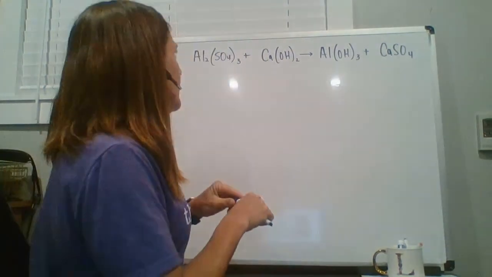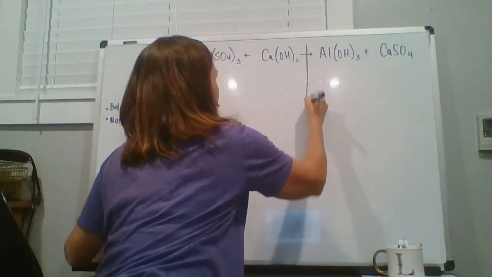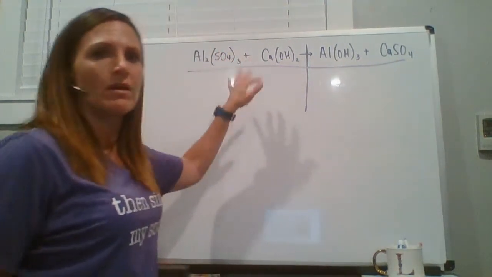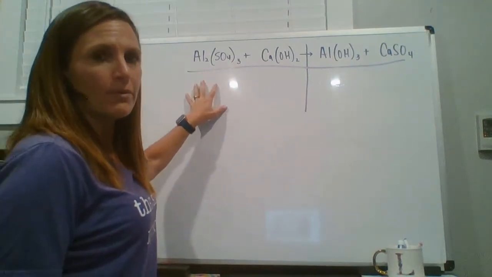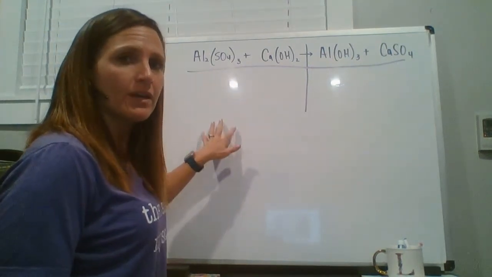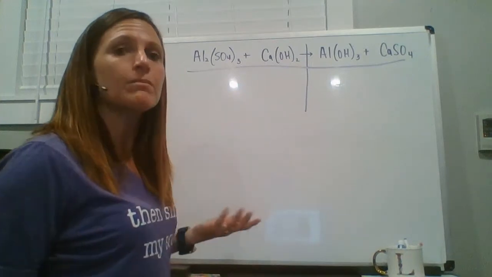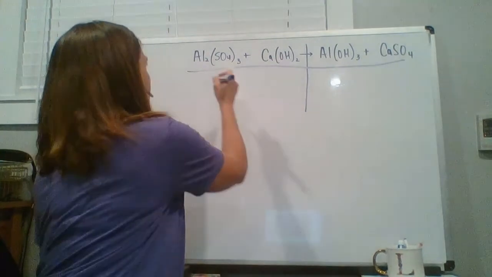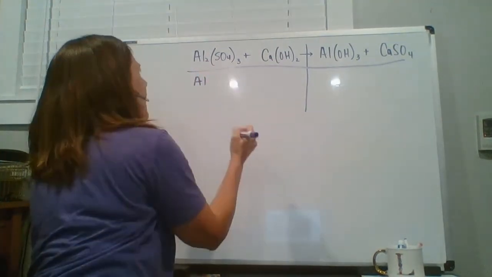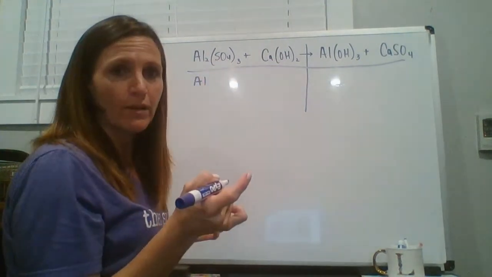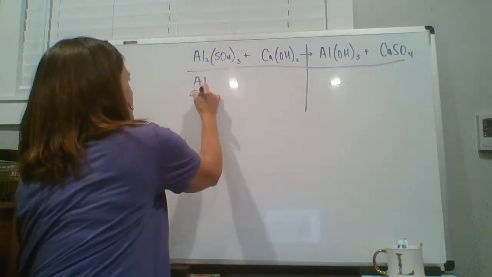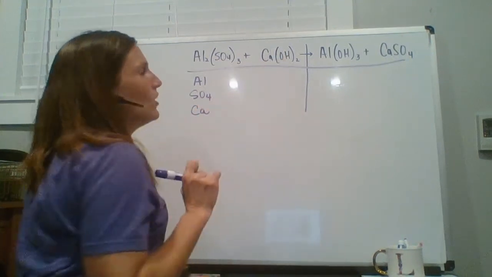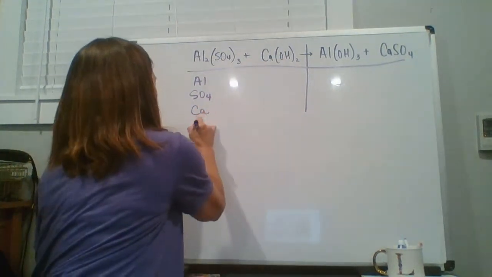What we're going to do is start by making what we called a T chart. Do you guys remember that? So we make our little cross here. I'm going to start on my reactant side and put everything that's on my reactants, and I want to be mindful of my polyatomic ions. So I have aluminum here, and I have SO4, which as a reminder is the polyatomic ion sulfate, SO4. And I have calcium, and I have OH, the polyatomic ion, which is hydroxide.